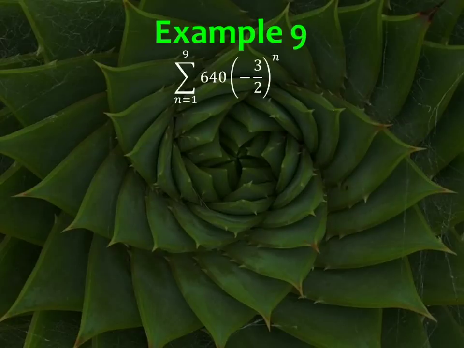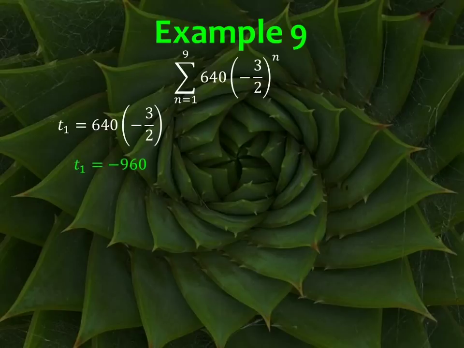Example 9. We are looking for the sum of the first 9 terms of the geometric series, 640 times negative 3/2 to the n. How do you know it's geometric? Because geometric series look like exponential functions. So n is in the exponent, negative 3/2 is the ratio. So the first term is 640 times negative 3/2 to the first, which comes out to negative 960.